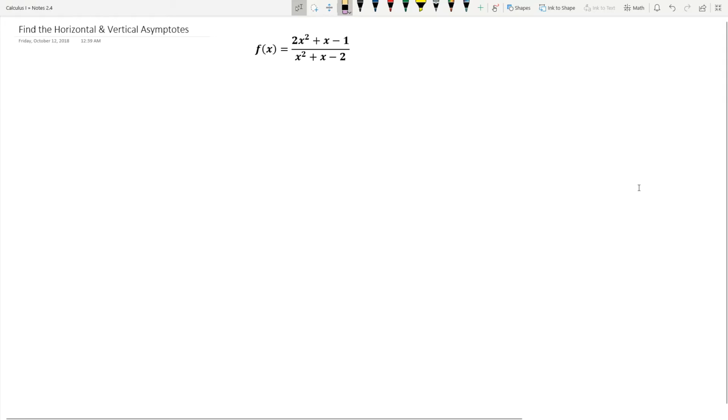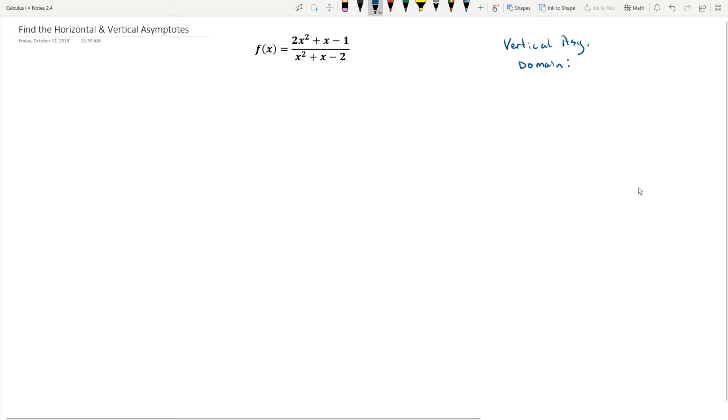So in our final example, we're asked to find the horizontal and vertical asymptotes of this function. So let's start with the vertical asymptote. If you recall from my previous video in the notes, I stated that the first thing you should do to find a vertical asymptote is to look for the domain restrictions. And what we're talking about here are discontinuities.